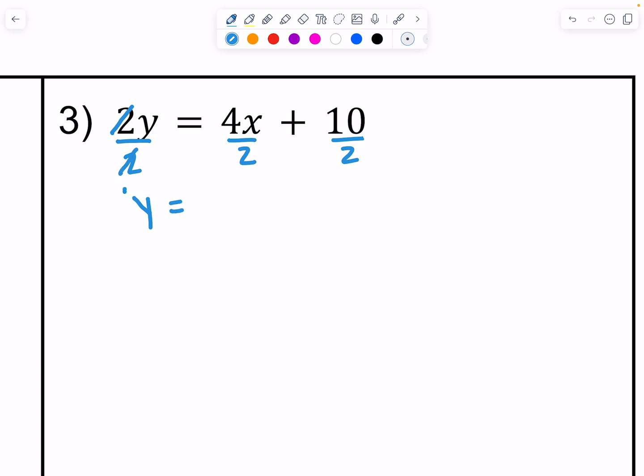because 2 divided by 2 is 1, and you can write the 1 if you need to, but you just won't ever see it because it's understood to be there when it's a 1, but we normally don't write it. And then we have 4x divided by 2 would be 2x, and then 10 divided by 2 would just be 5. And then we have our slope would be 2 or 2 over 1, and then our y-intercept is going to be 5, our b value.